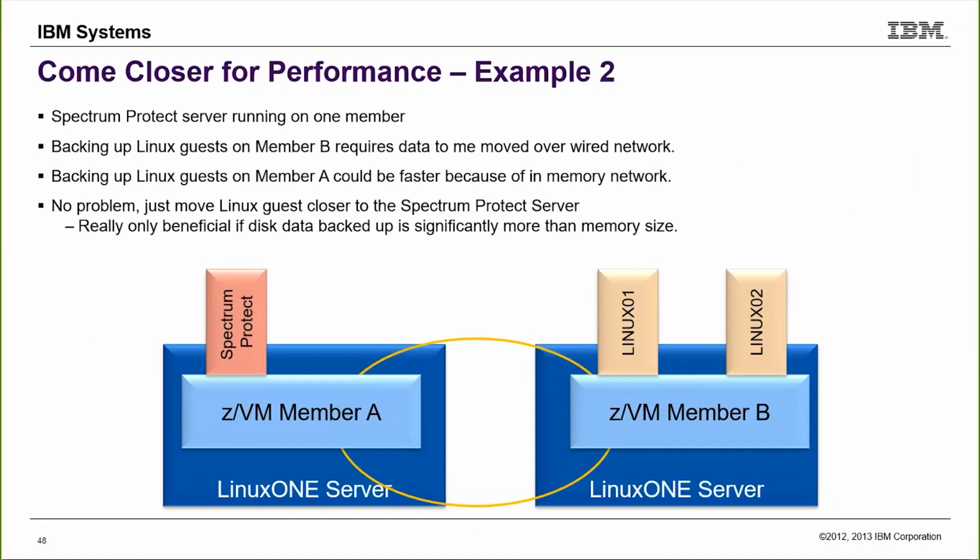Now, they could run just fine the way things are here, but we're moving things further through the network this way than if I were to just move the guest over so that it's closer to the Spectrum Protect. Maybe I have fewer network hops to deal with, or maybe I'm going over things like HiperSockets or a vSwitch without going out to the physical network, right? And so maybe I want to do a backup and restore.